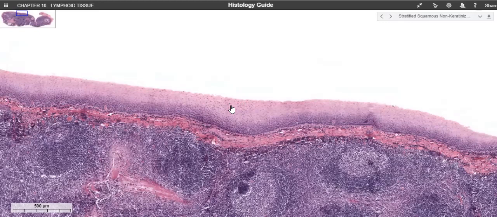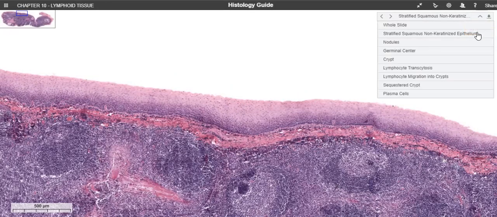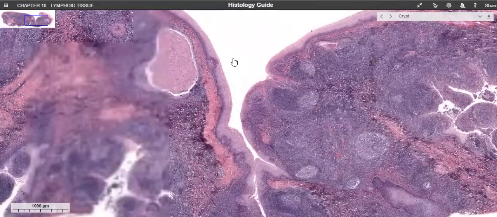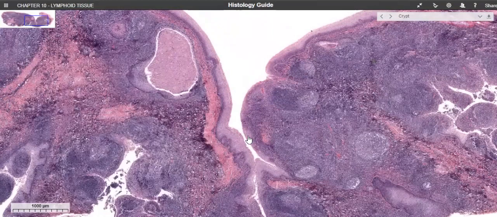So the epithelium usually has crypts. Those crypts are to allow entry of antigens into the palatine parenchyma. So maybe here I have some crypts to show you. You can see here, there is an invagination of the epithelium, a crypt. This is a crypt. It allows the antigen to come into contact with the lymphocytes, so as to initiate an inflammation reaction.